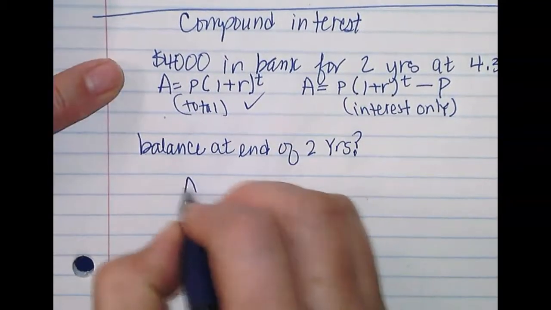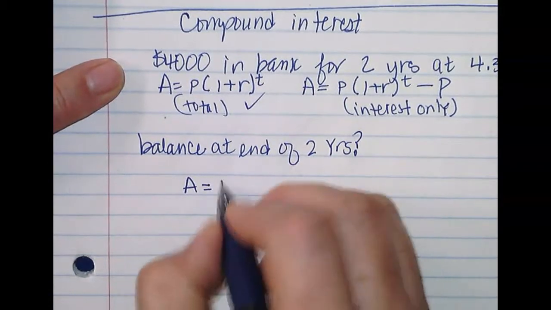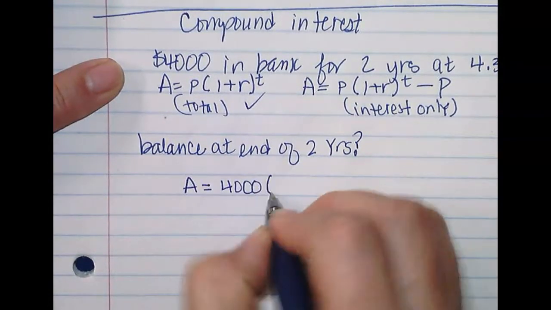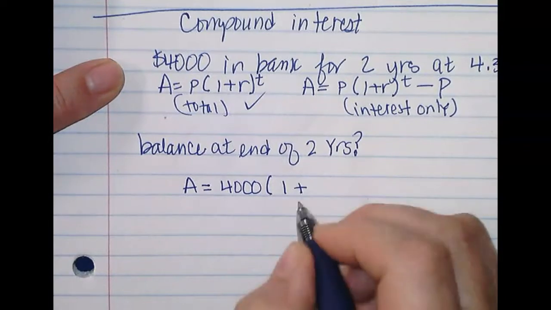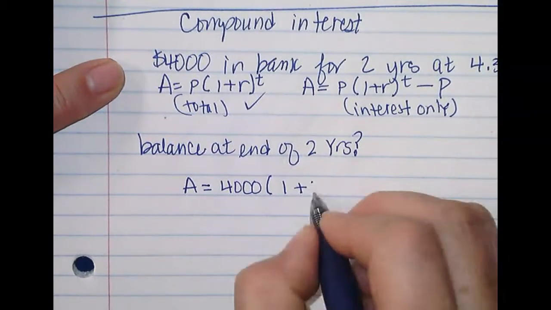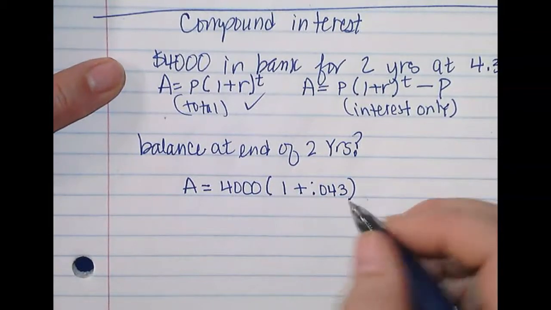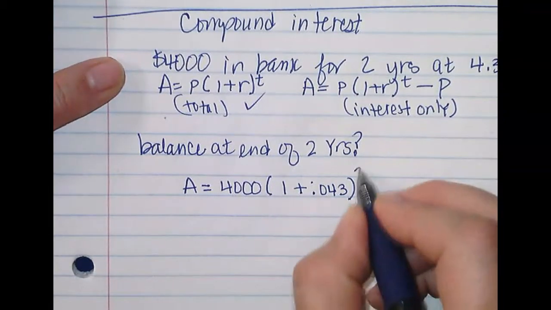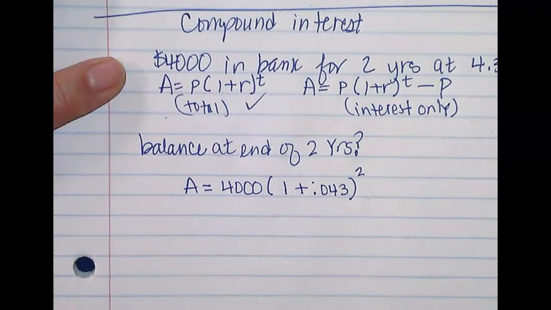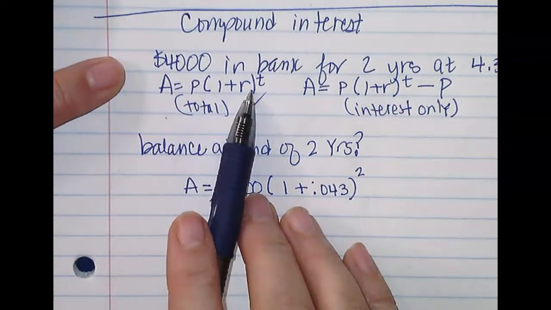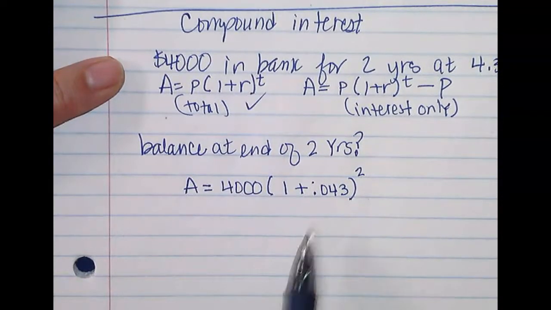So wouldn't that be A equals, what was your P number? 4,000. Parenthesis, $1 plus, what's the interest rate? I believe 0.043. Yeah, you have to move the decimal twice, don't you? You sure do. And there's a little 2 there because that's the exponent. But I don't need to write minus P because I don't need that one.